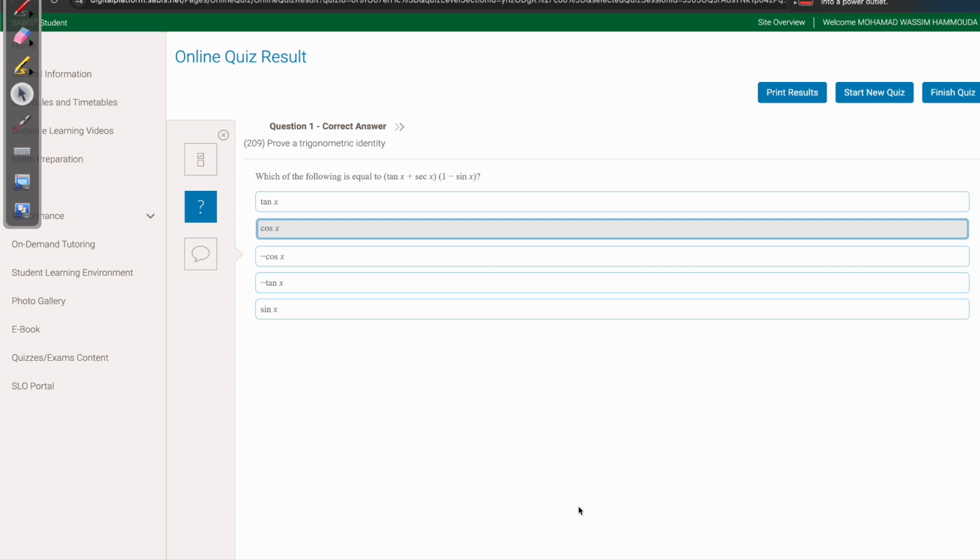Let's go. Which of the following is equal to tan x plus secant x divided by 1 minus sin x? So let's start cross multiplying. Tan x times 1 is tan. Secant times 1 is secant, or 1 over cosine. I'll just keep it that way.